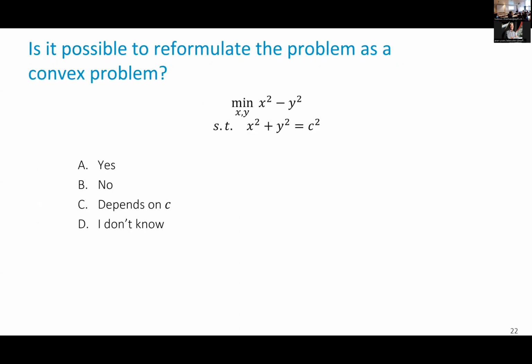So this is a non-convex problem, but is it possible to transform it into a convex problem? It's non-convex for two reasons. I mean, the objective function is neither convex nor concave, and the set of constraints is not convex. So it looks very bad.